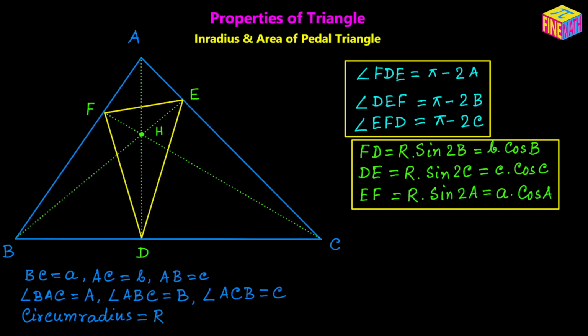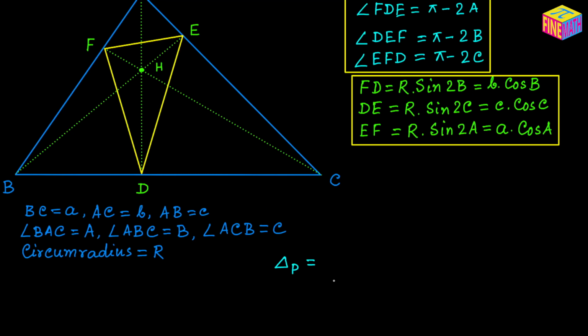So let's first calculate the area of this pedal triangle. We know that for any triangle, the area will be equal to half times the product of any two sides times the sine of the angle contained between those two sides. If we use delta sub p to denote the area of the pedal triangle, of course not the original triangle, then we can write it as half times the product of any two sides. So we can say FD times DE times the sine of the angle contained between these two sides.